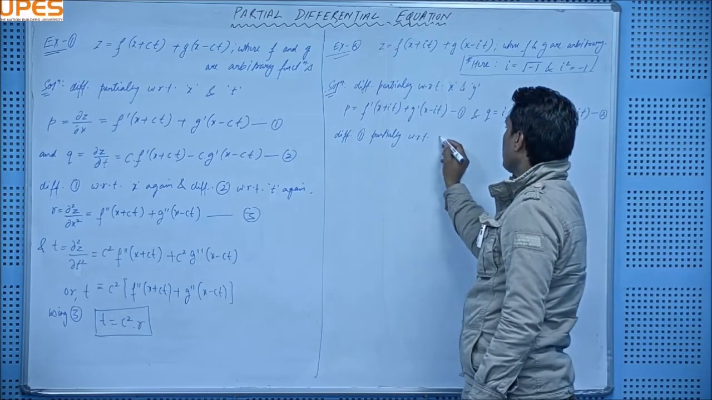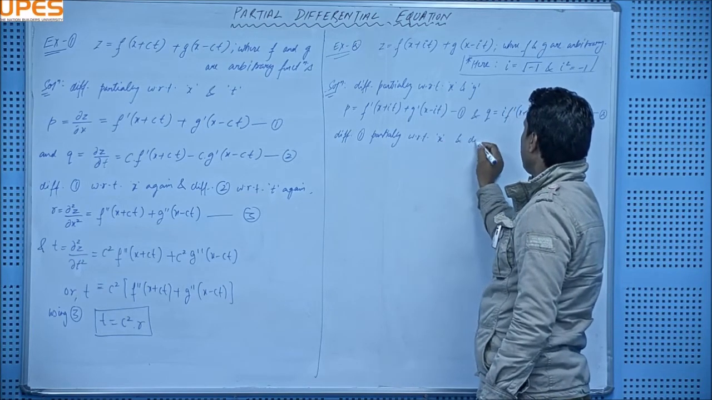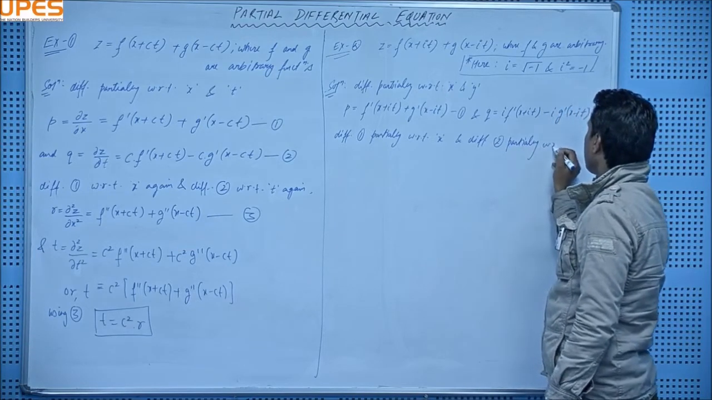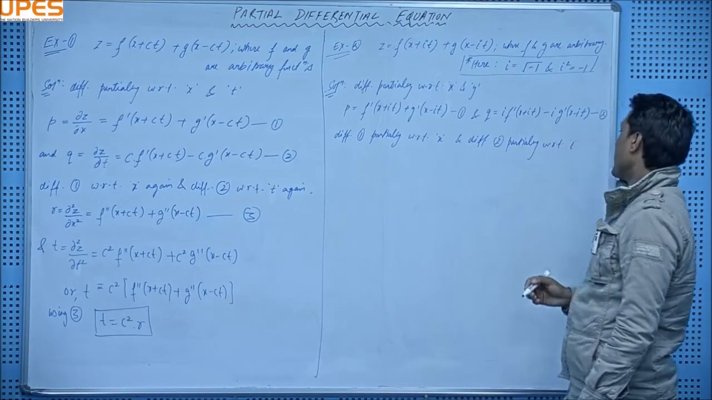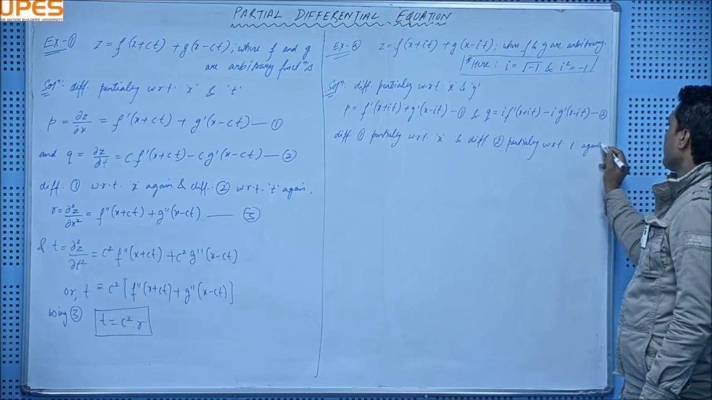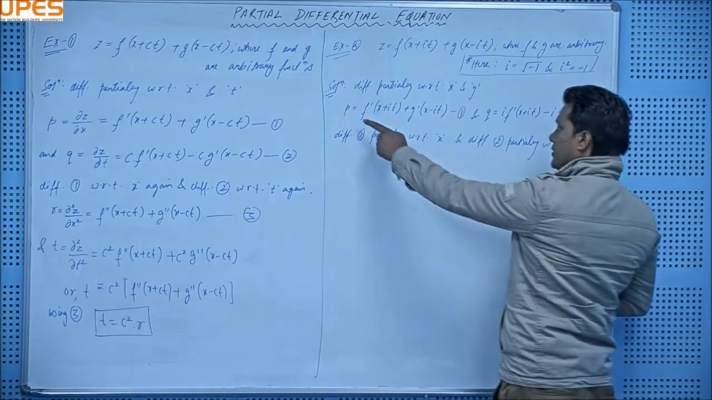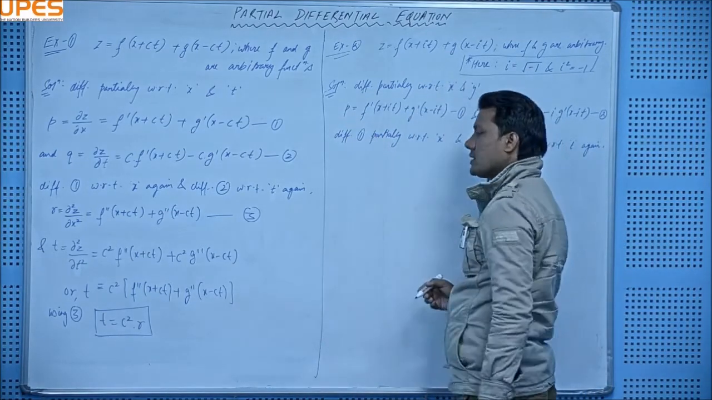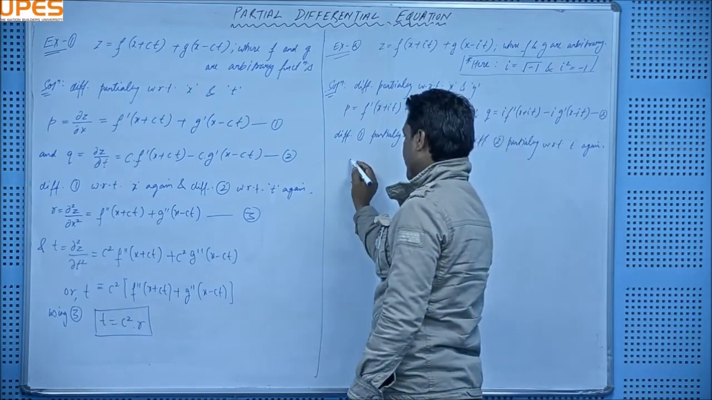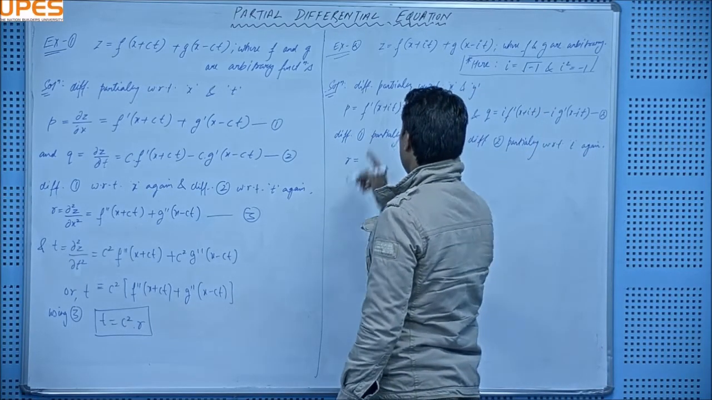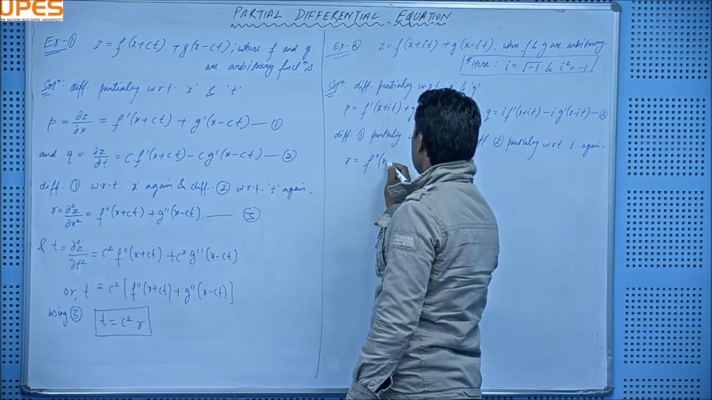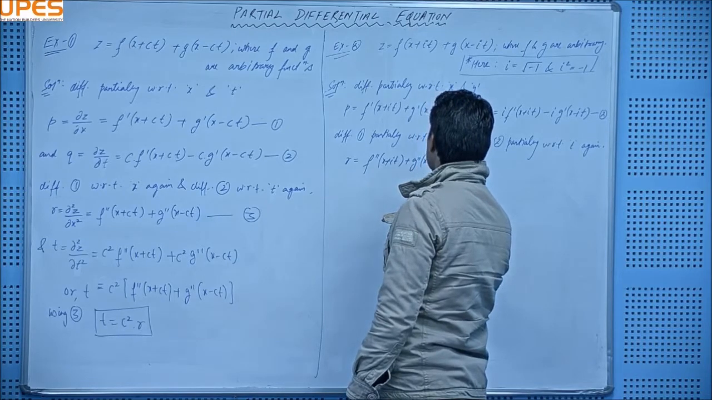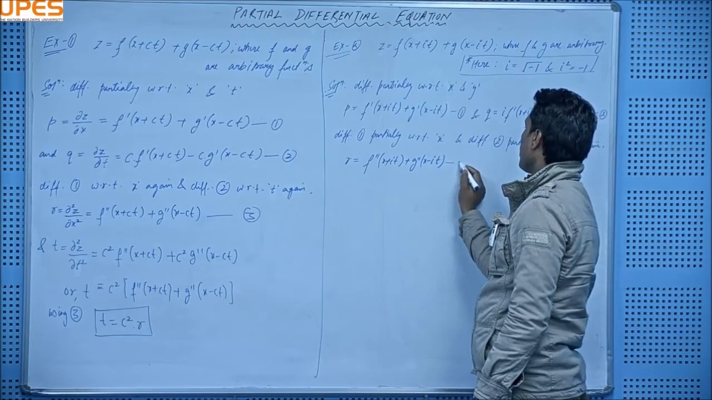Differentiating first partially with respect to x, and second partially with respect to t again. Differentiation of this with respect to x will produce del p over del x, a second order derivative denoted by r, which is f double dash (x plus iota t) plus g double dash (x minus iota t). This will be my equation number 3.